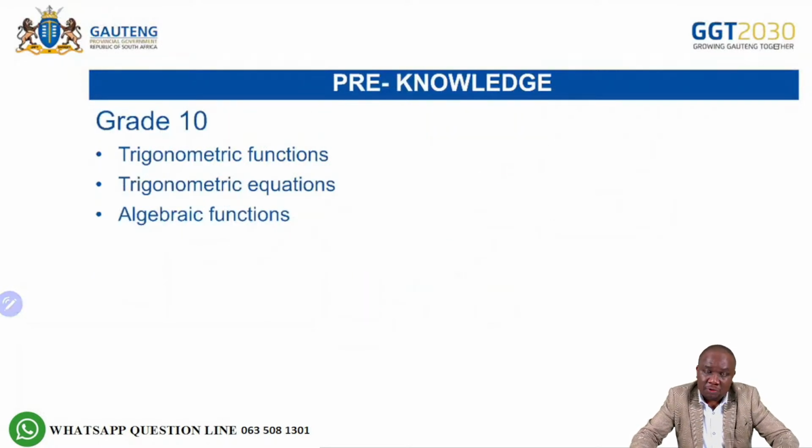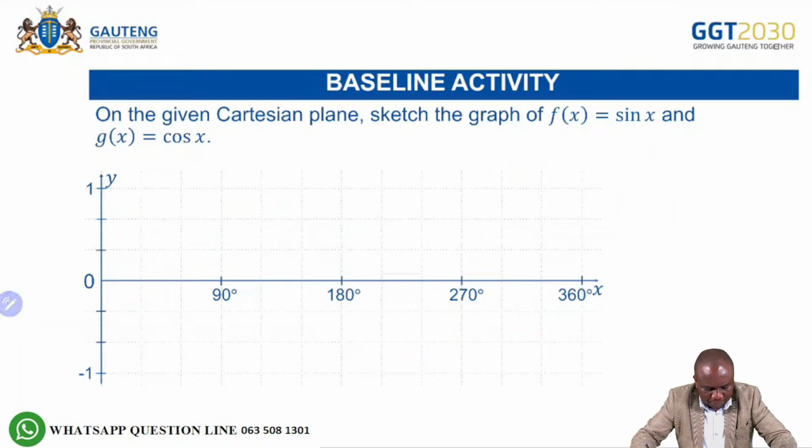We've done these trigonometric functions, we've done trigonometric equations, we've done algebraic functions. There's a link between trigonometric functions and even algebraic functions. They are functions anyway. It's only that they are functions that we find in paper 2, but they are functions. Right. Now, I want us to do this just to remind ourselves about what we've been doing.